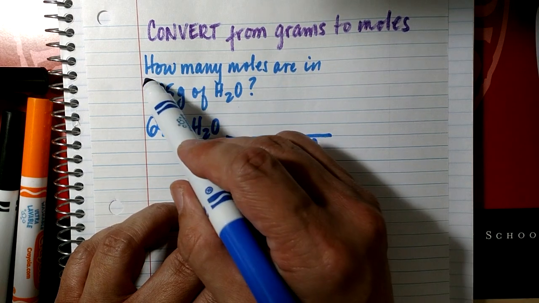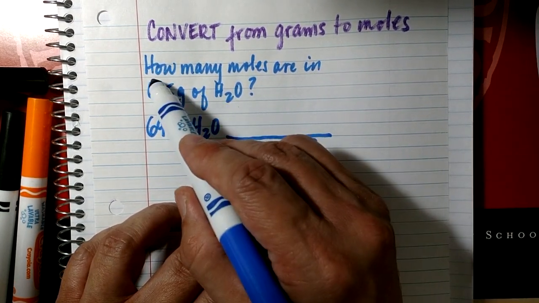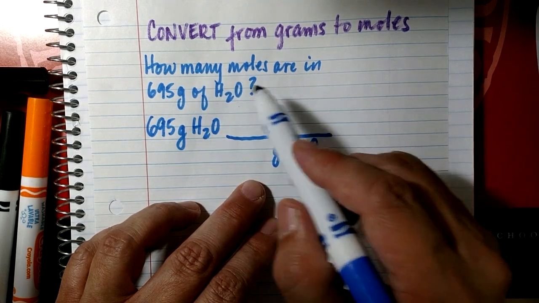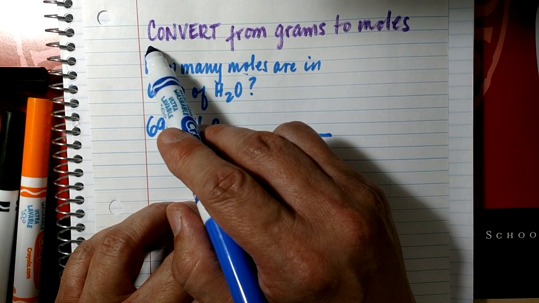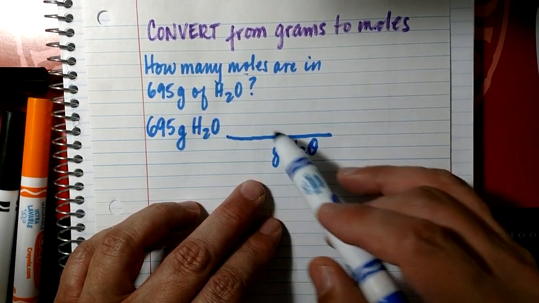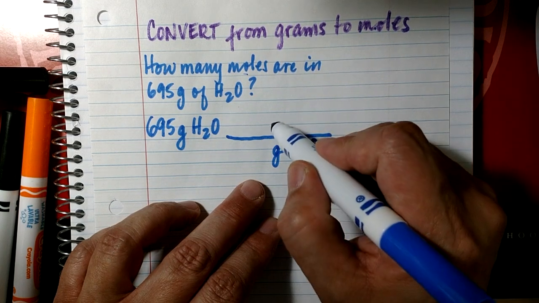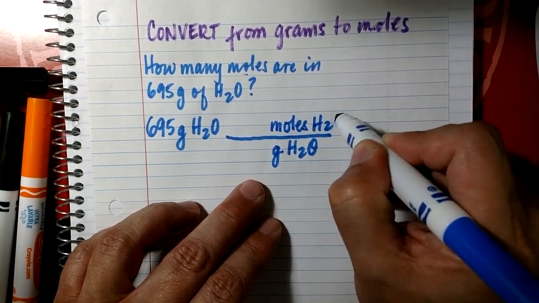And then we read the question. What are we looking for? Those are the units that we place on the top. And in this question it says, how many moles? The other way that the question could be phrased is to say convert from grams to moles. So if you start with grams, put the grams on the bottom, and since we're looking for moles, we're going to put moles on the top.